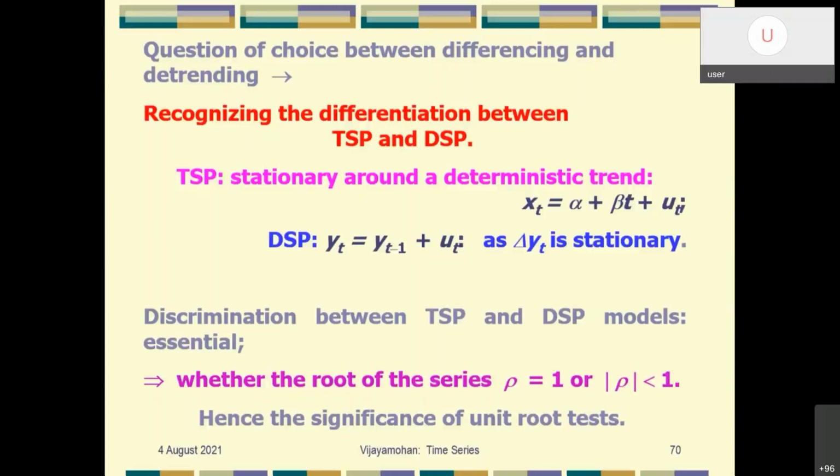Now we know that whenever we have a DSP, we have to difference. Whenever we have a TSP, then we have to detrend.